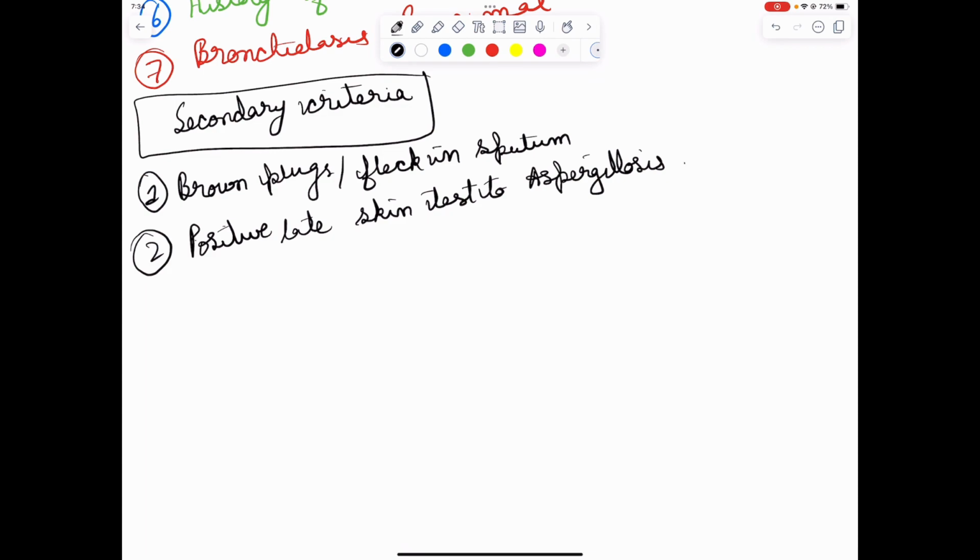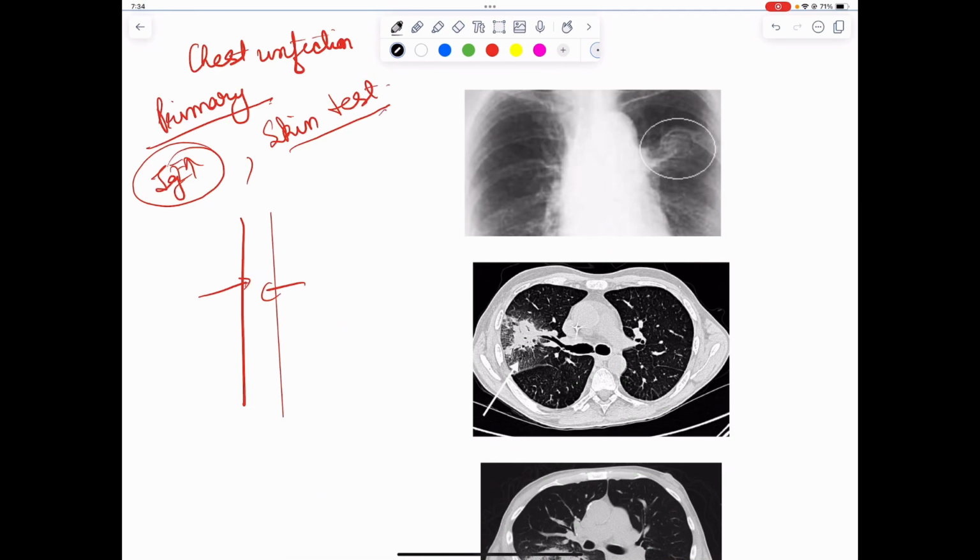Now we come to the fungal ball, aspergilloma. See, this is a case of fungal ball aspergilloma. What we are seeing here is a Monad sign. What is the Monad sign? This is a whole cavity, and in this there is growth of aspergillus.